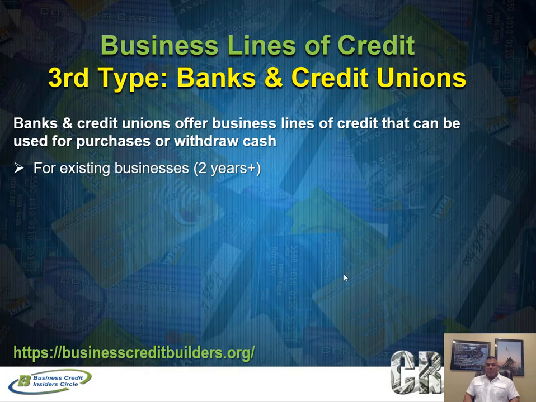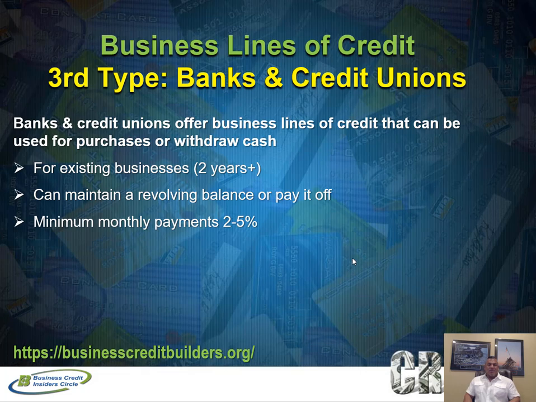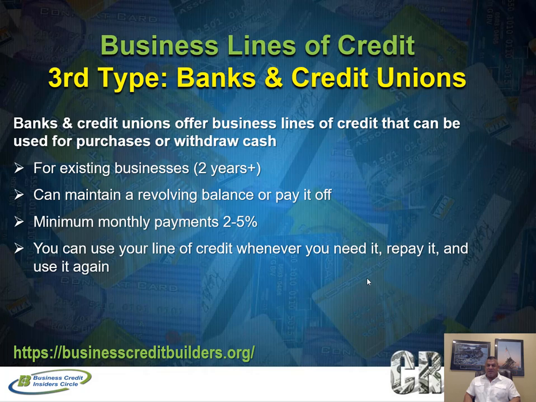Okay. Now, if you are an existing business, a benefit for a business line of credit with a bank or credit union is you can maintain a balance or you can pay it off. The minimum monthly payments on traditional lines of credit at banks and credit unions are higher than credit cards. They're around 2 to 5%. Okay, so you're going to pay a little bit more if you have an outstanding balance compared to having a balance on a credit card for the business. You can use your line of credit whenever you need it, repay it, and use it over and over again. It's revolving. That's what a business line of credit is. No restriction on how to use the funds.